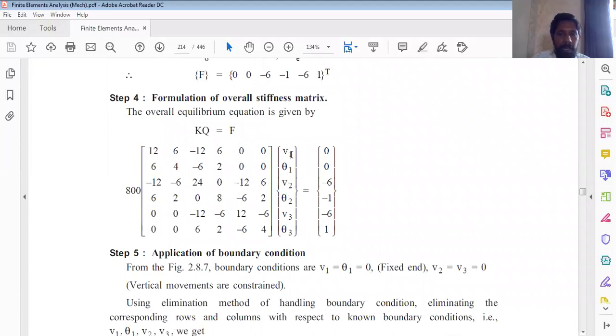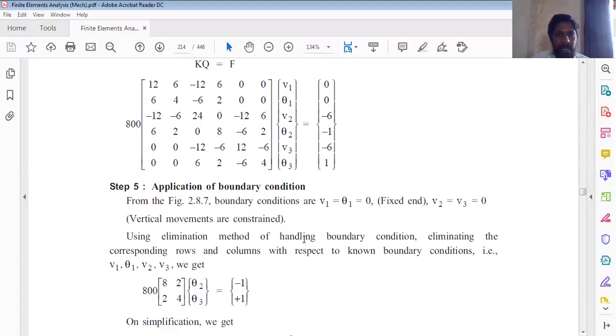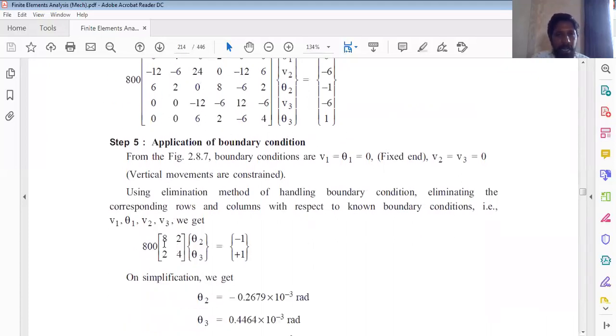So applying the elimination method of boundary conditions to this equilibrium equation, we have to apply V1 as 0, theta 1 as 0, V2 as 0, V3 as 0. Eliminate the corresponding rows and columns associated with V1, theta 1, V2 and V3. So eliminating the first row and column, second row and column, third row and column, fifth row and column. These are to be eliminated, and the remaining matrix will be 8, 2, 2, 4, times theta 2, theta 3, equals minus 1, plus 1.